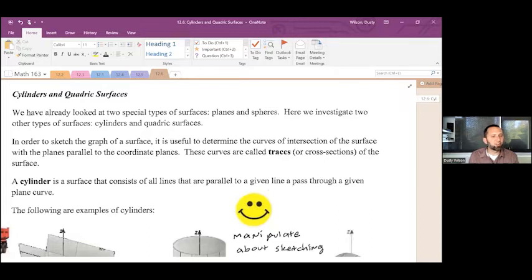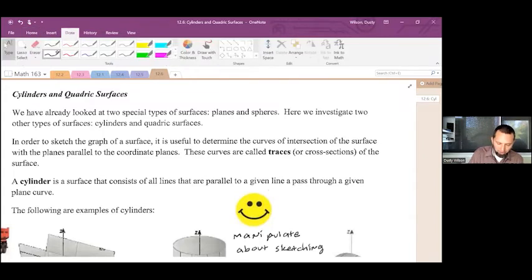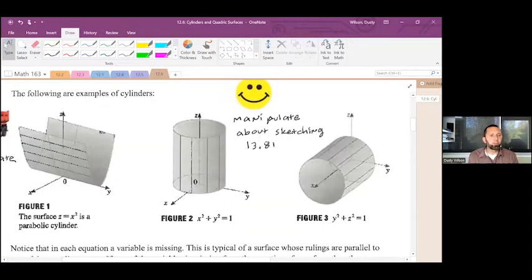A cylinder is a surface that consists of all the lines that are parallel to a given line and pass through a given plane curve. Looks like there's a little typo here. It should be "through a given plane curve." The following are examples of cylinders.